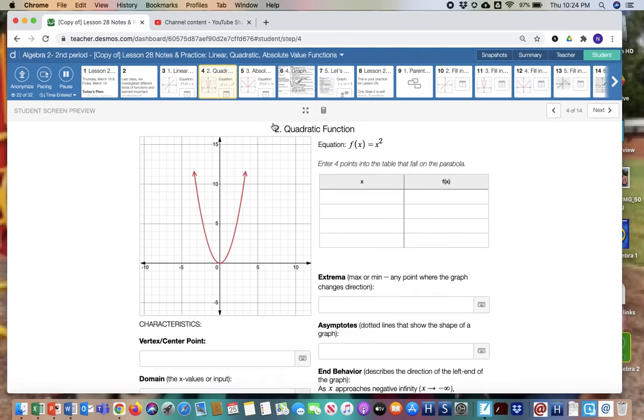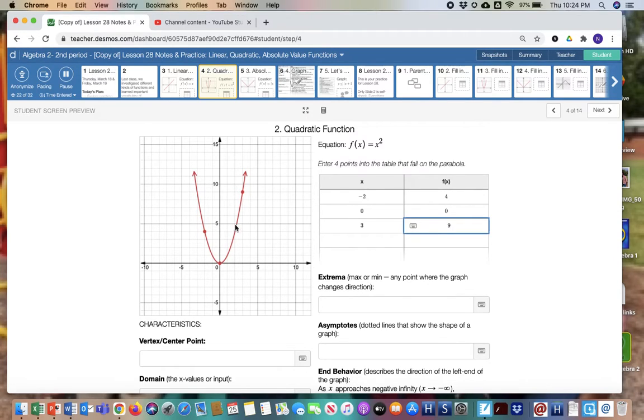Let's look at the quadratic. So the quadratic is f of x, or again, meaning y, equals x squared. So again, let's pick some points. How about -2? Well, -2 squared is -2 times -2, which is 4. And then 0 squared. Well, 0 times 0 is 0. How about 3? Well, 3 times 3 is 9.